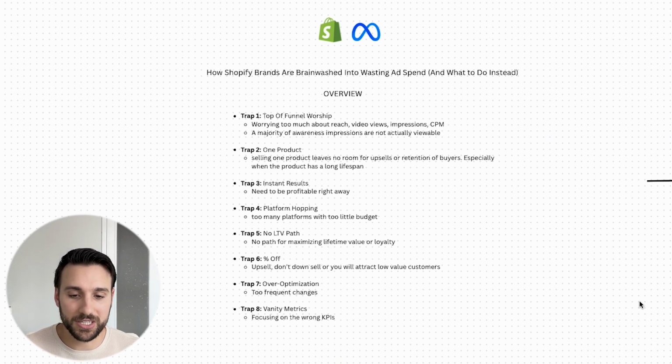Too frequent changes in your ad campaigns or to your website. You're not going to actually know what's working. And trap number 8 is vanity metrics. Focusing on the wrong KPIs can really kill you.